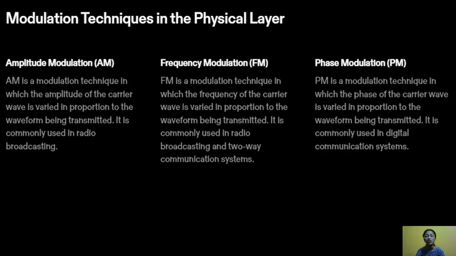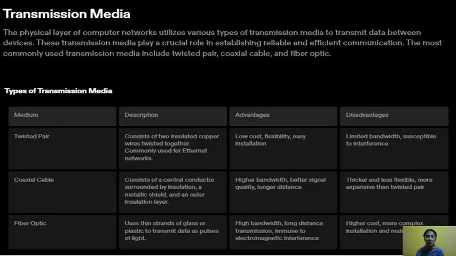Frequency modulation is a technique in which the frequency of a carrier wave is varied in proportion to the waveform being transmitted. It is commonly used in radio broadcasting and also in two-way communication systems. In phase modulation, the phase of a carrier wave is varied in proportion to the waveform being transmitted, and it is commonly used in digital communication systems.